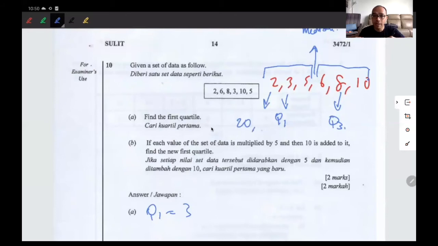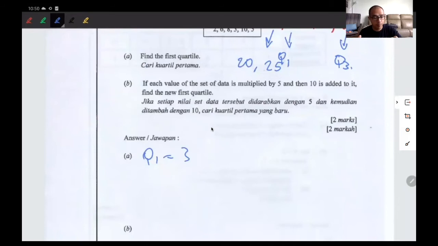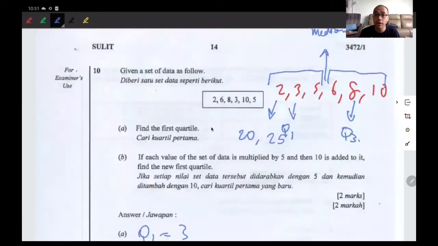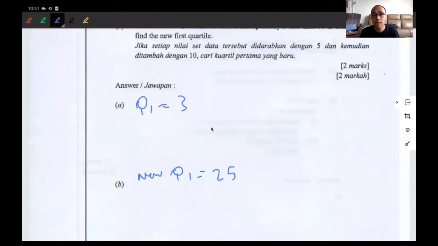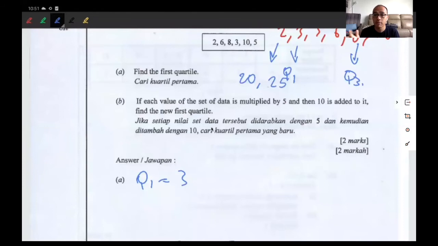3 times 5 is 15. 15 plus 10 is 25. What's wrong with me? Okay, so that means the new first quartile is 25. 3 times 5 is 15, 15 plus 10 is 25. There is nothing much to this. This is basic statistics. The quartiles are always affected by multiplication and addition.